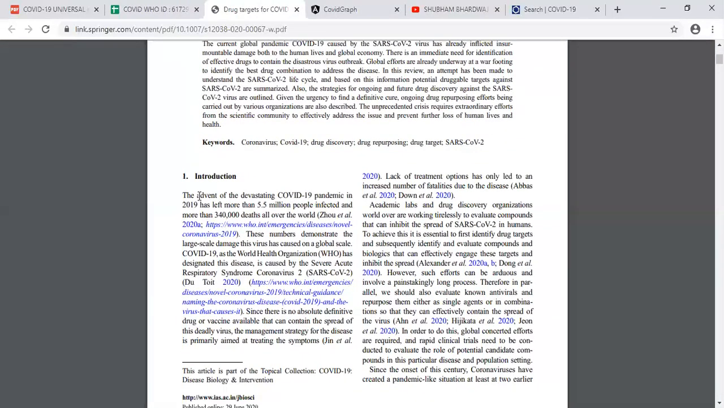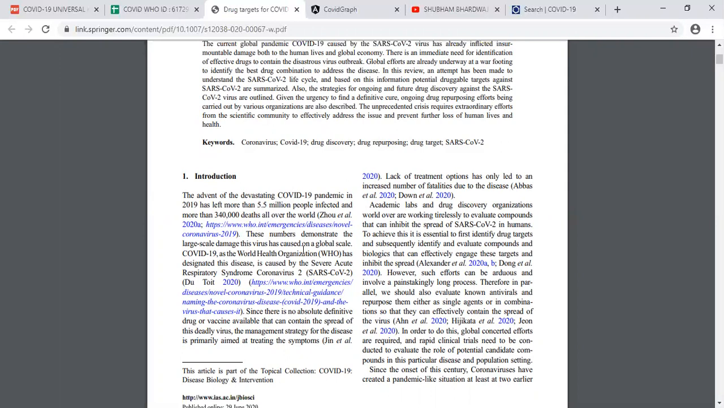When you move to the next paragraph, you have figures quoted as regards the number of infected cases and the deaths all over the world. Now these are stats which change on a day-to-day basis, so it's not worth including them inside a knowledge graph. However, then you have a mention that COVID-19 has been designated so by the World Health Organization. And I think this is an important relationship to capture.